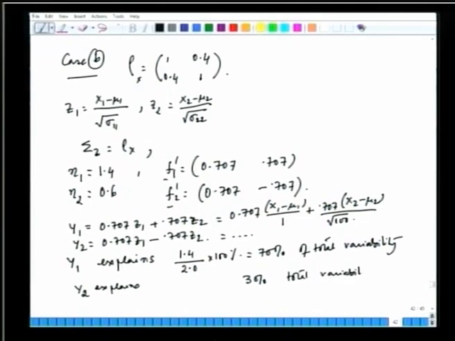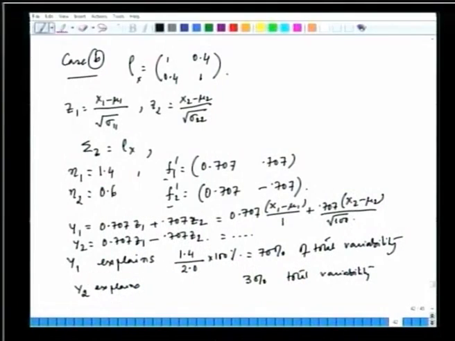Now, that is what we see here, the difference if we work with the covariance matrix versus the correlation matrix. When we worked with the covariance matrix, we saw that y1, the principal component calculated from the covariance matrix, explained 99% of the total variability. But here, when we consider the correlation matrix, we see that y1 explains only about 70% of the total variation.